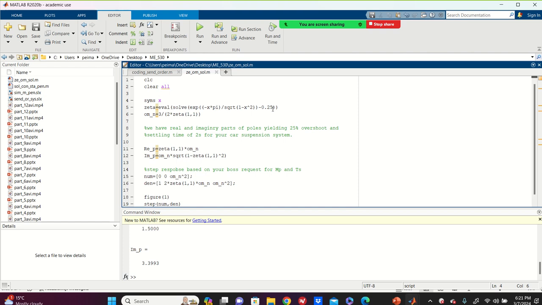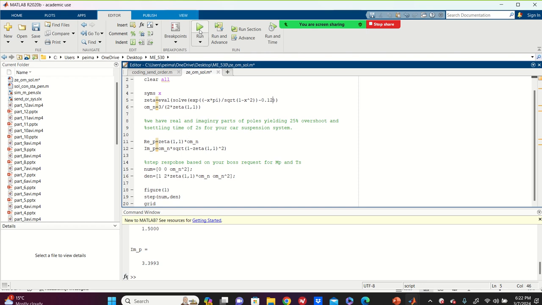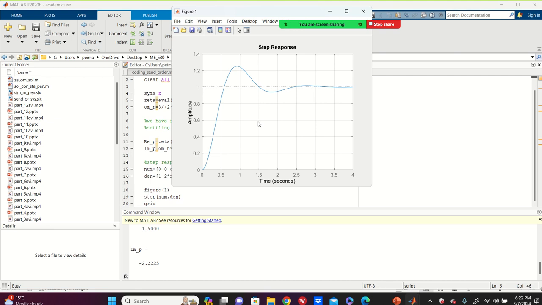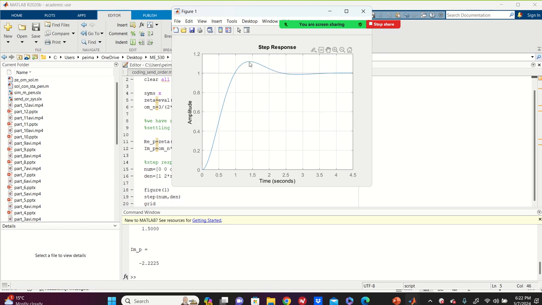You got it? Now, if your boss says, you know what, Elizabeth, this time I want to have maximum overshoot of 12%, meaning 0.12. See what I'm saying? This time, if I do that, see? Oh, 12%. This is different. See that? Okay, this is 12%. There we go.